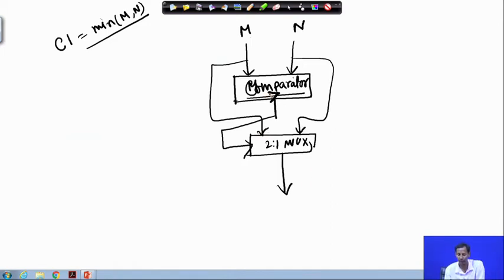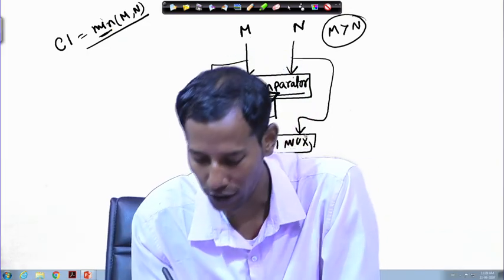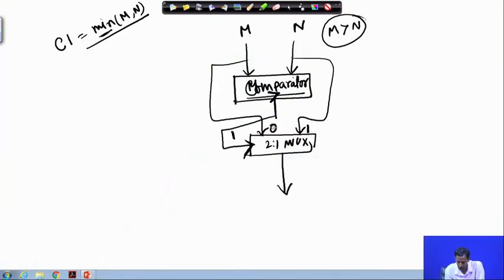If I find that m is greater than n, whenever the m value is greater than n, at that time the comparator output will be 1, and the multiplexer has to choose the n value. That means if this logic is true, m is greater than n. At that time I obviously need to find the minimum of m and n. Since m is greater than n, the minimum one is n. So at this point this is 1, this is 0.